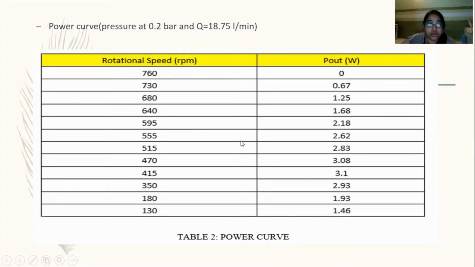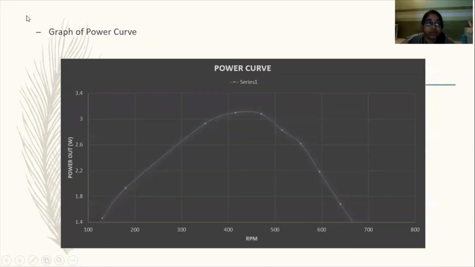So this is the result part for the Pelton wheel experiment, and from that data we generated a graph. The graph of power output versus RPM shows the power curve, and the peak here shows the highest power output value.